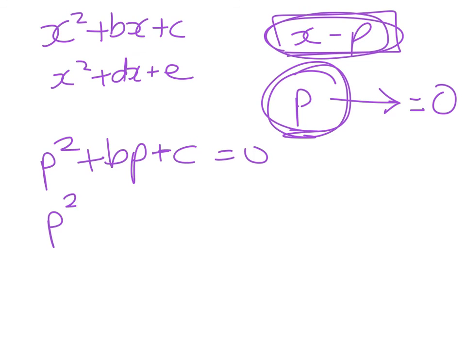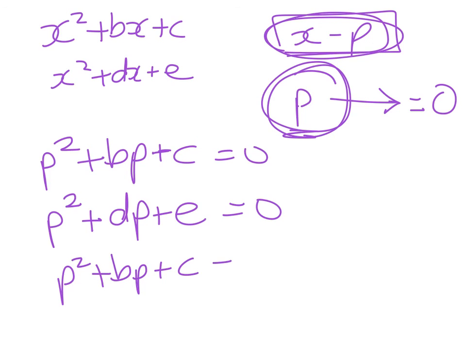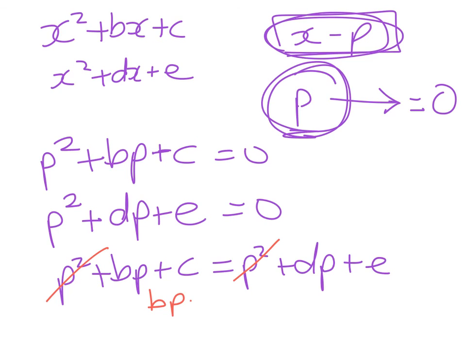The other one, I can do the same thing because x minus p is a factor of that one too. So p squared plus dp plus e equals 0. But if they're both 0, then they're the same. So we can equate those two things. We get p squared plus bp plus c is equal to p squared plus dp plus e. Right, and look at that. The p squareds go, and we can collect up things with p in them. So we're going to have bp minus dp is equal to e minus c. Now I'm running out of space, so I'm going to go up here.